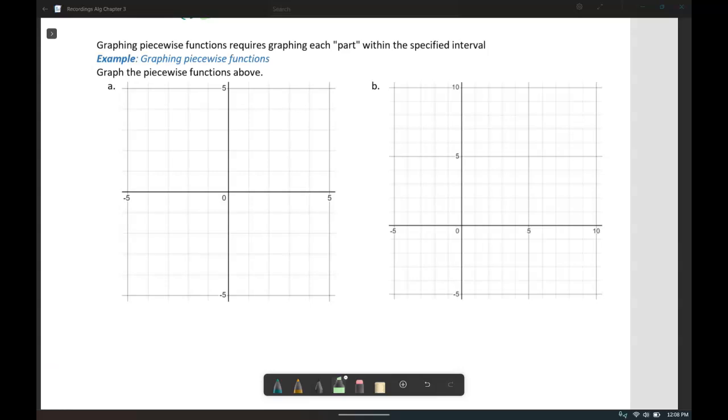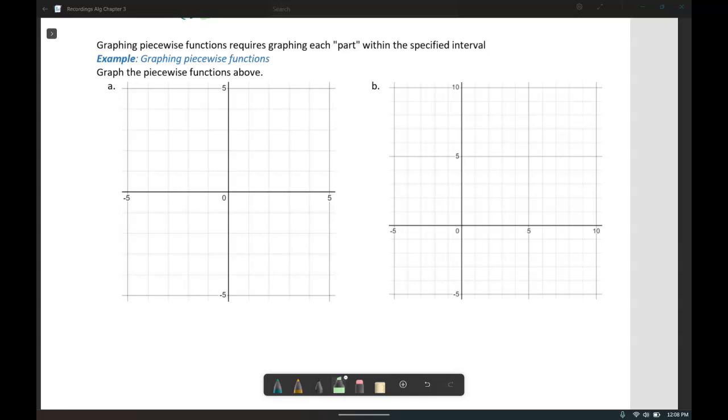Next, we're going to take a look at graphing piecewise functions. And that requires us to graph each part within the specific interval. And so we're essentially going to be graphing multiple equations and combining them on the same line, making sure to jump from one equation to the next as we move through our domain.